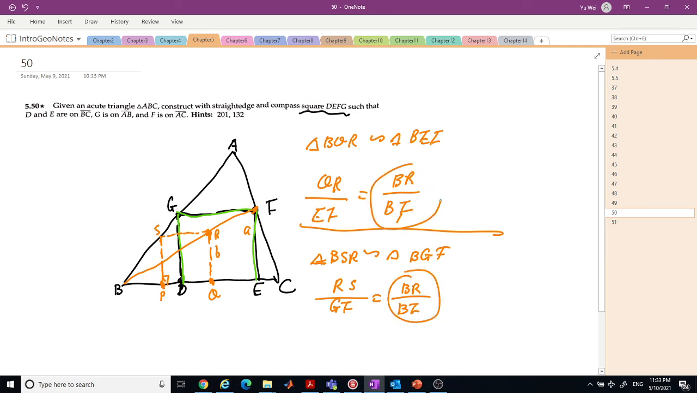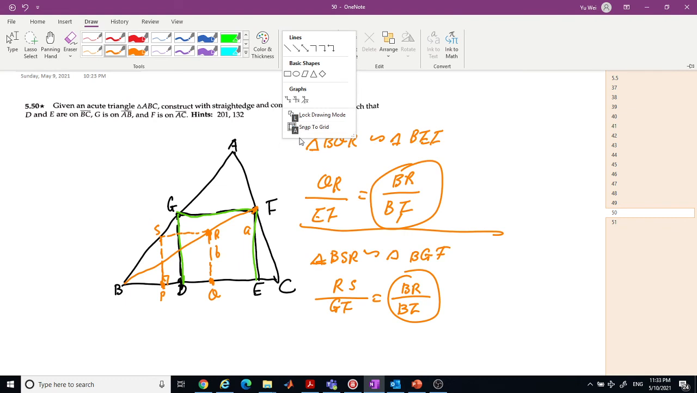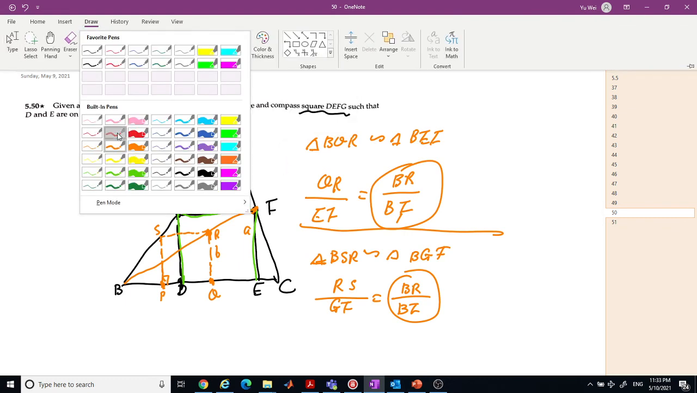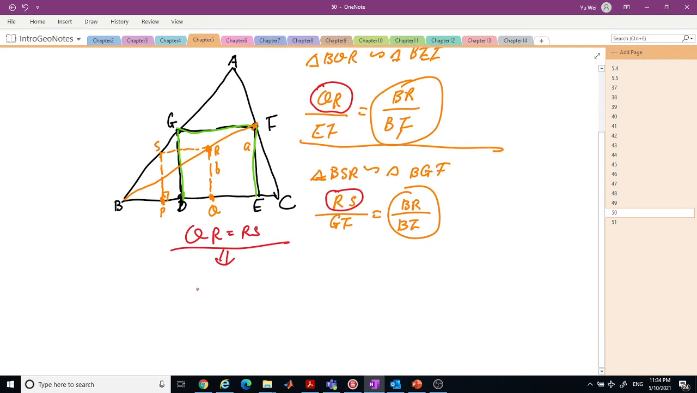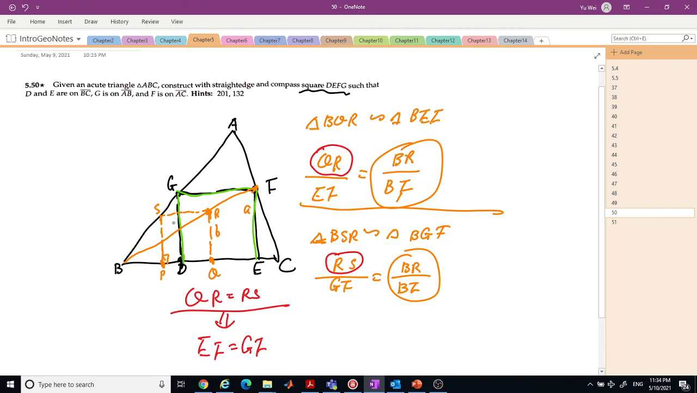Did you see this? So this means if we can construct QR equal to RS, then we can derive EF equal to GF. See, this gives us a way to do it.